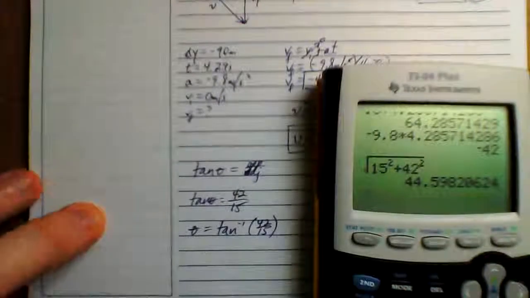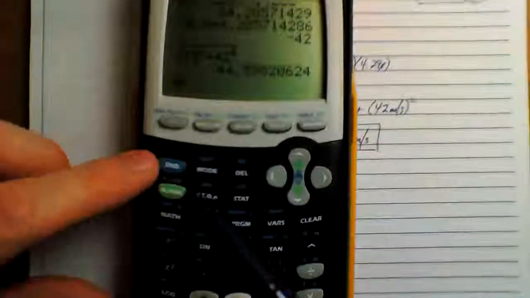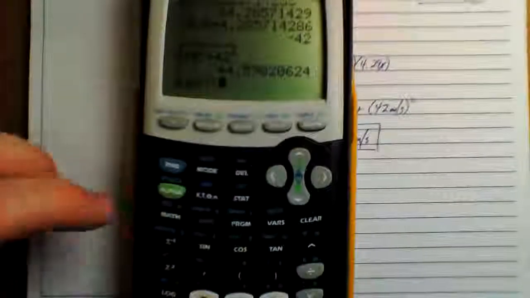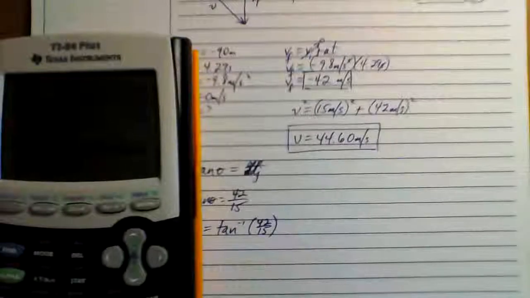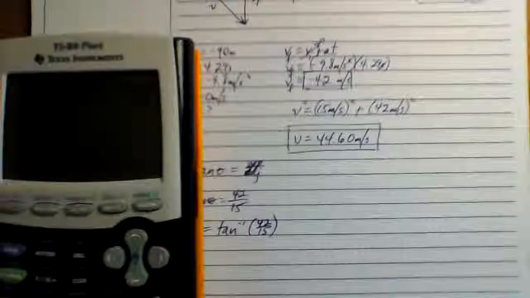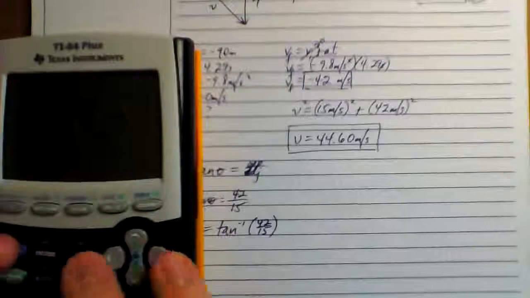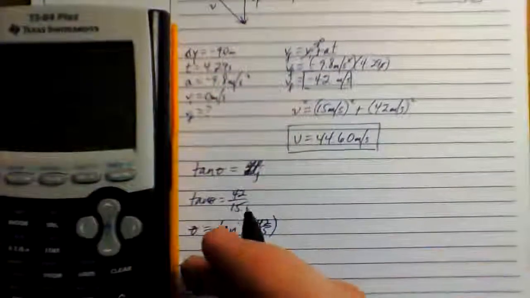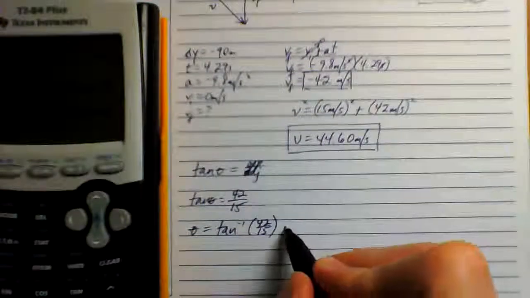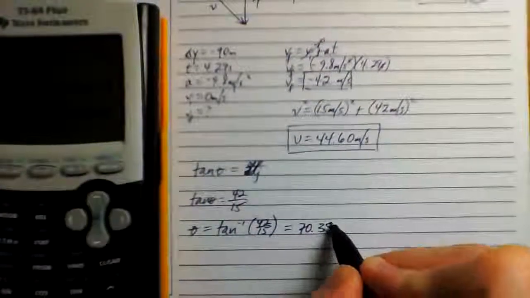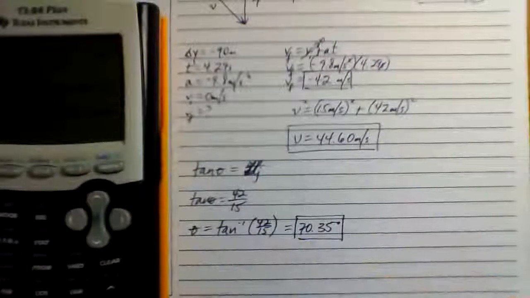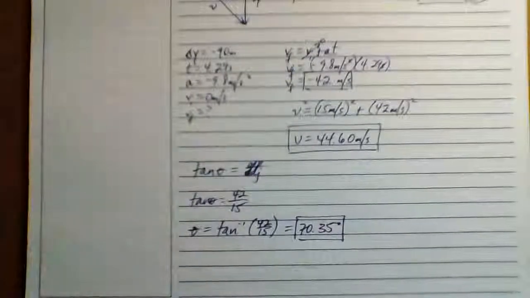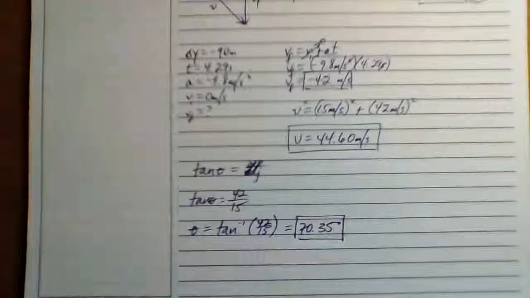You're going to plug it into the calculator by hitting second and then tangent, so it should say tan negative 1 above that. Put in 42 divided by 15 and hit enter, and it gives me 70.35. I should have checked this before, but I am in degree mode, so I'm good. So theta equals 70.35 degrees. That is how you solve question 1, parts A, B, and C.